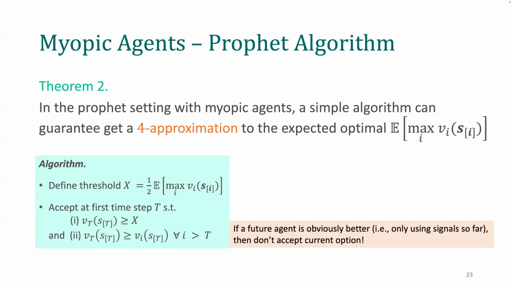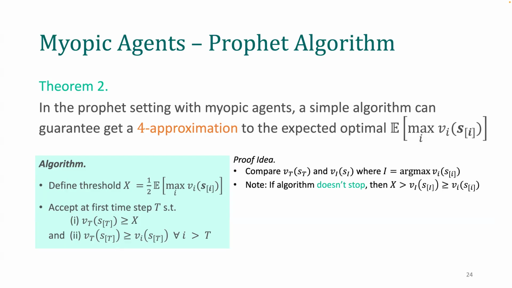Okay, and the proof idea actually, I think, is very simple. What we want to do is to compare the value of the accepted agent Vt to the value of the optimal agent of the instance, right? I want to compare these two quantities and I want to be able to say that in expectation, Vt is actually a good approximation to Vi.